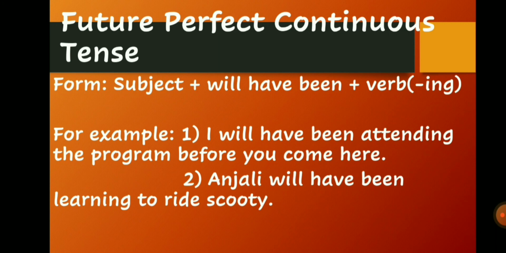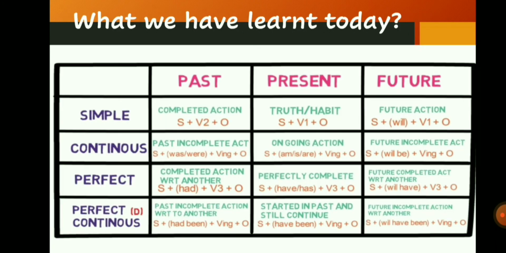So students, I hope that you have understood future perfect continuous tense. So students, these are the 12 forms of tenses. These are the 12 types of tenses. So let us revise what we have learned today. So first we have learnt about the simple past tense. Simple past tense refers to completed action.